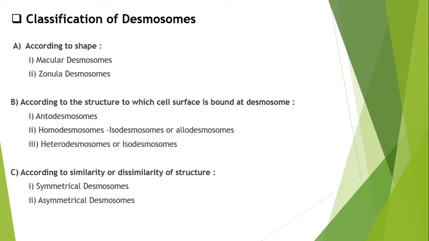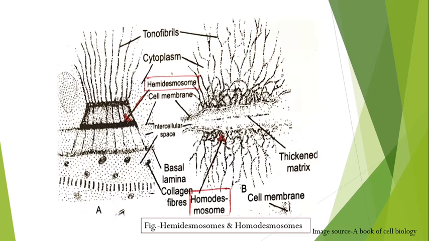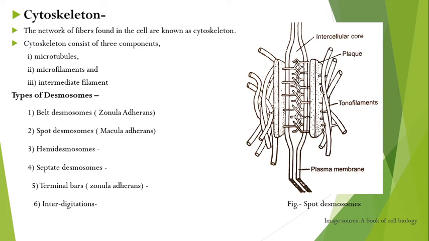First is according to shape. According to shape, there are two types of desmosomes: macular desmosomes and zonular desmosomes. Macular desmosomes have a spot-like shape and are often called macula adherens. Earlier we discussed spot desmosomes. Zonula adherens and macula adherens are types of desmosomes. There are six types of desmosomes: belt desmosomes, spot desmosomes, hemidesmosomes, septate desmosomes, terminal bars, and interdigitations.